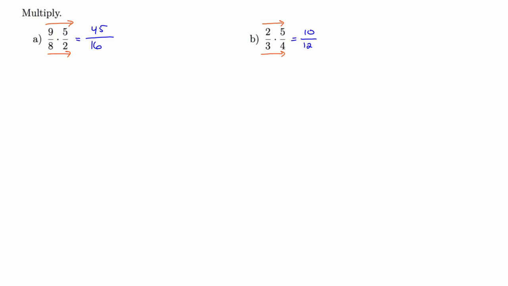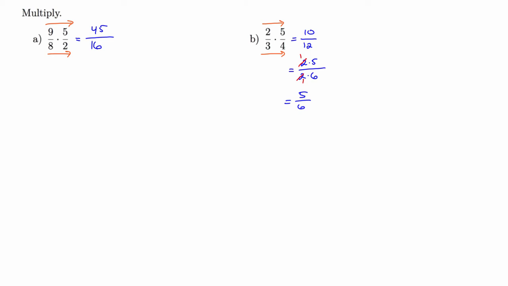At the end of any fraction problem, you do need to stop and check: can you reduce your fractions? In part A, 45 and 16 do not have any common factors, so that fraction is already reduced. In part B, though, 10 and 12 do have a common factor of 2. I can rewrite 10 as 2 times 5, and I can rewrite 12 as 2 times 6. Because they have a common factor of 2, I can cancel that common factor of 2 out of the numerator and denominator, which would leave me then with the fraction 5/6.